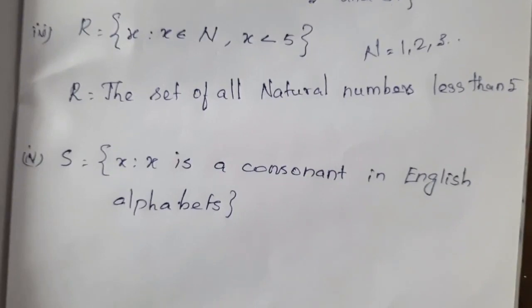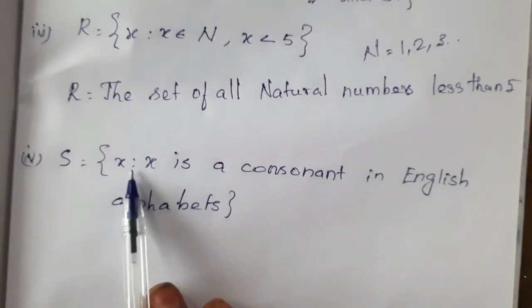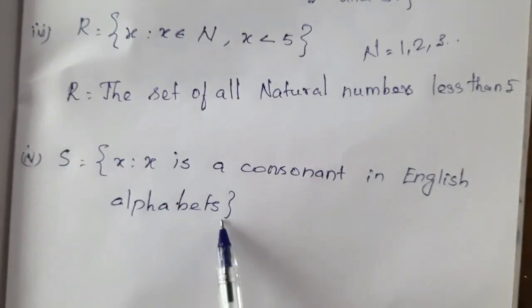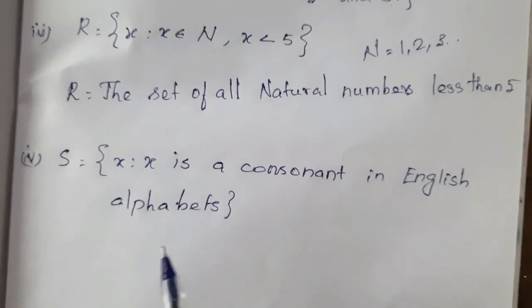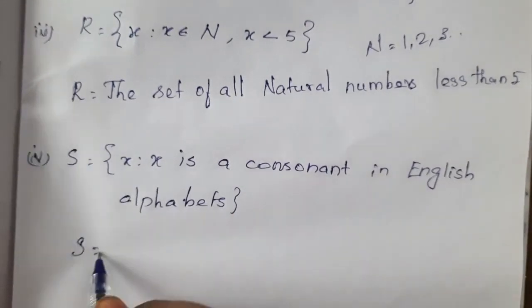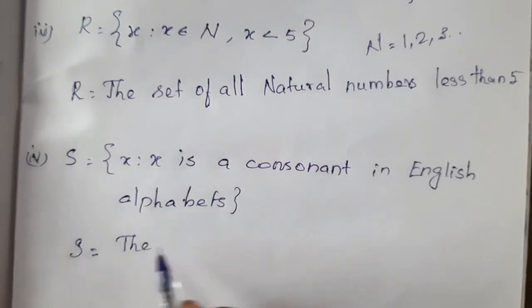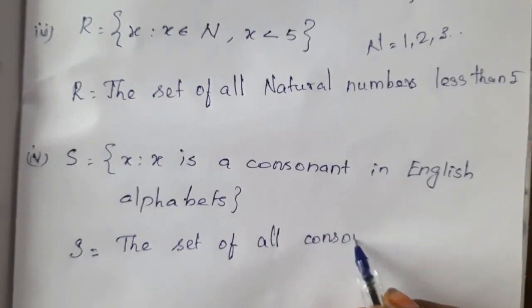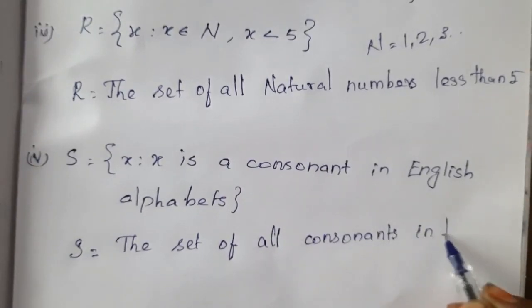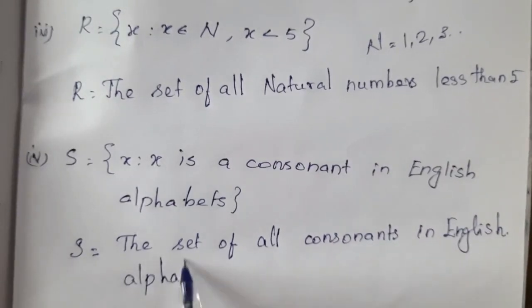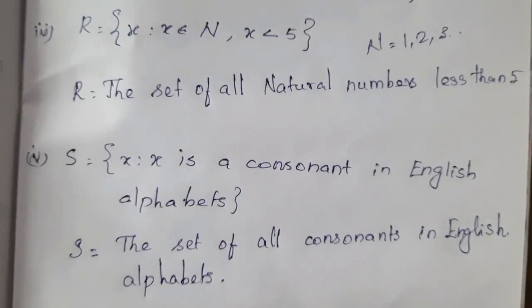Last question, you have to do that. S equal to the set of all x, x is a consonant in the English alphabet. So what are the consonants? You know that. But in descriptive form, we are going to express in words. So S equal to the set of all consonants in English alphabets. That's all. We just revised exercise 1.1.